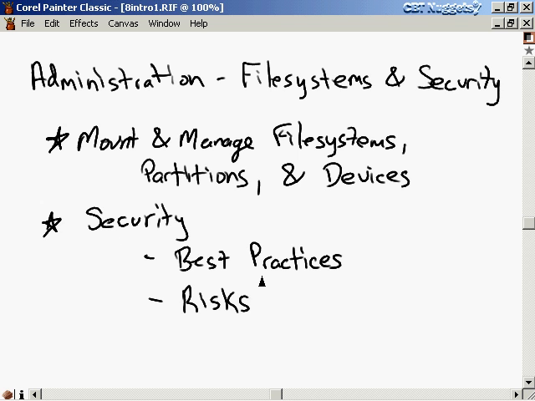First we'll talk about best practices. These are techniques that you should employ to maintain good security in your system. And after that we'll talk about risks. Even if you employ the best practices, there are still security risks in your system, and you should understand what those are before you get started.